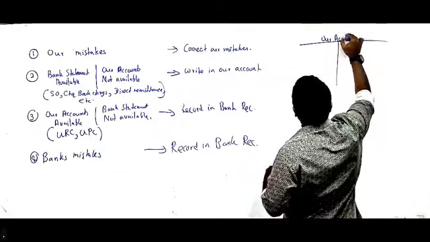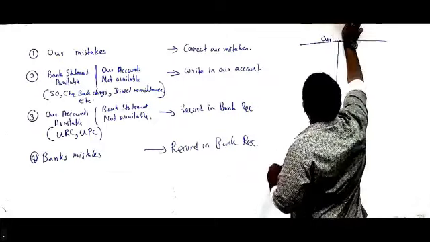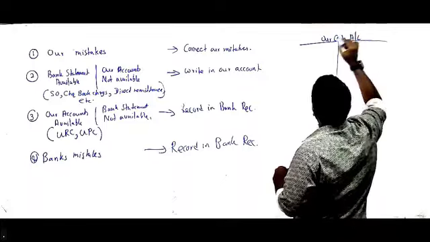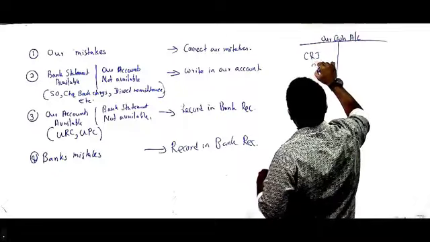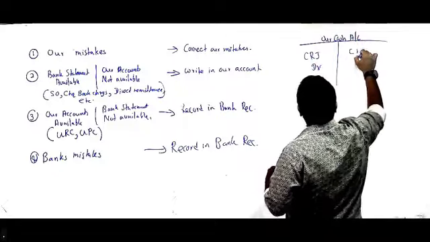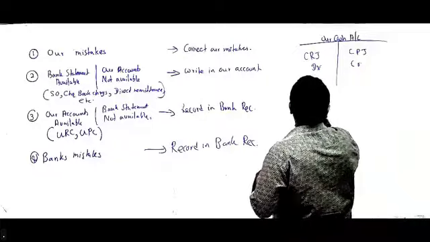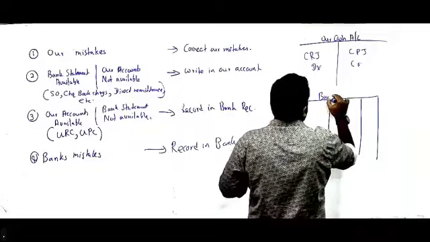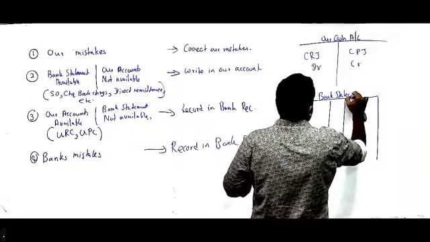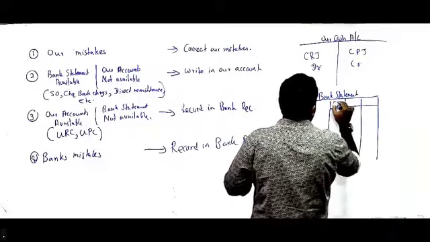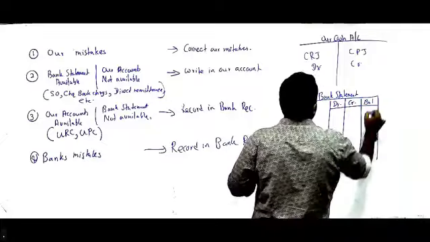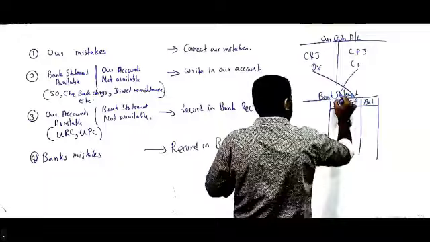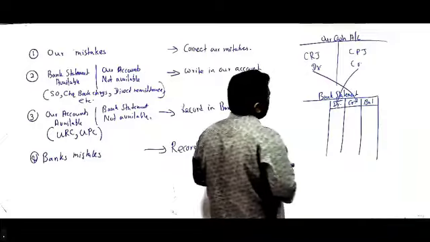Our accounts, our cash account: cash receipt journal, debit; cash payment journal, credit. This is the bank statement sent by the bank. They have the debit column, credit column, balance column. Our debit is their credit, and our credit is their debit. Write both.